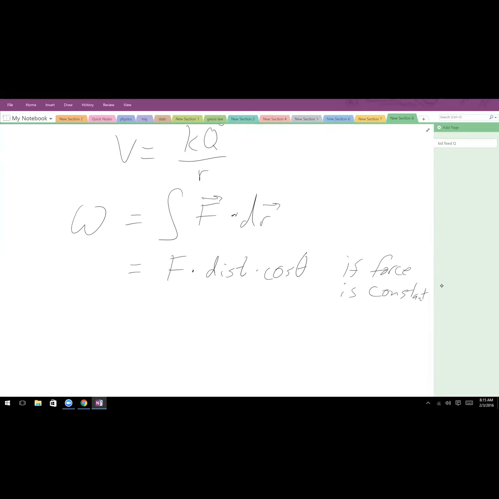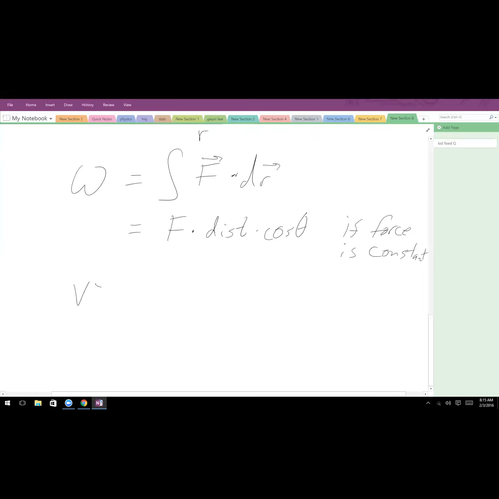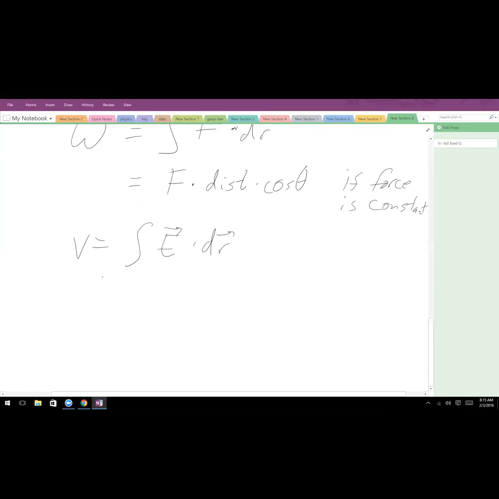Right? It's going to be the same thing for the electric potential. So the electric potential, since it's just W over charge, and since the electric field is just the force over charge, then you're going to have the same thing. So electric potential is going to be the integral of E dot dr, which, again, for us, just means E times however far you go times cosine of theta, if the electric field is constant.